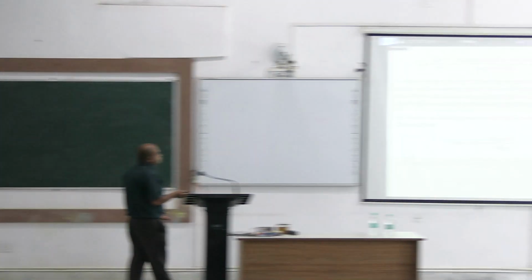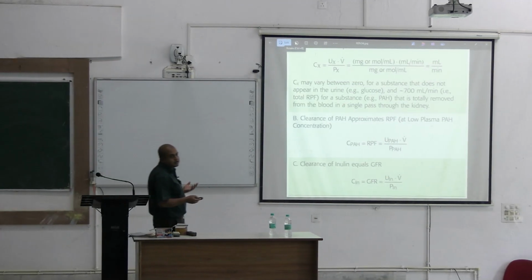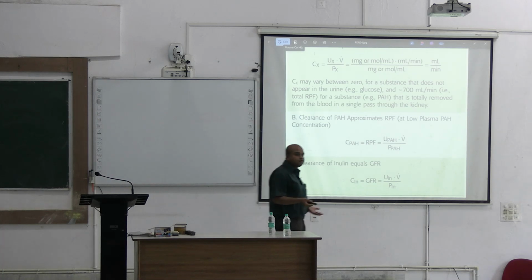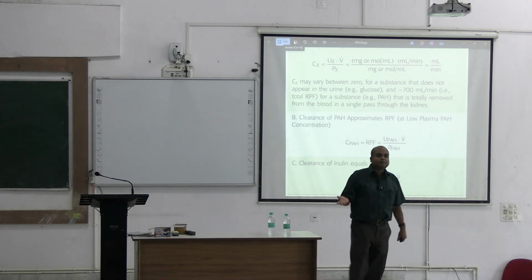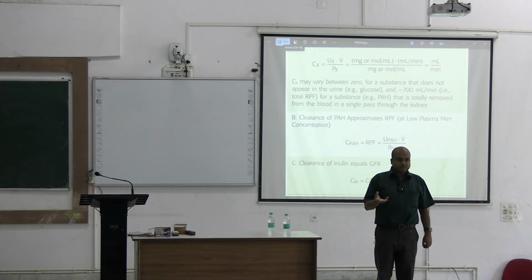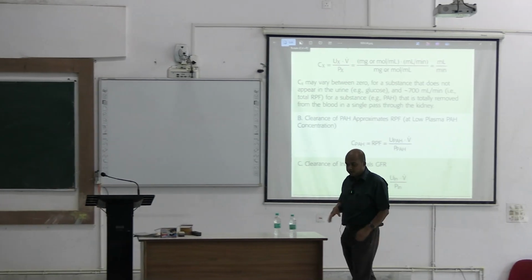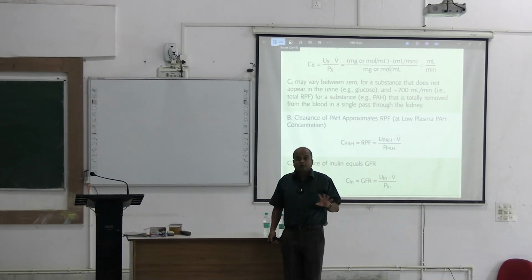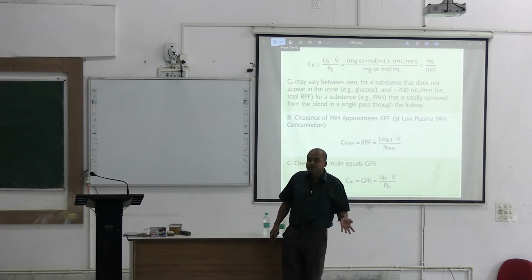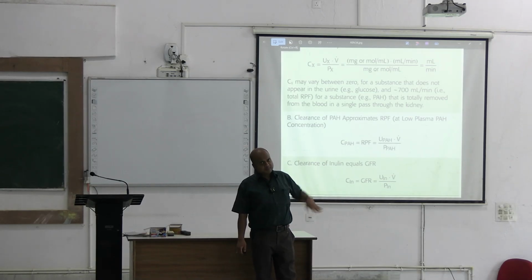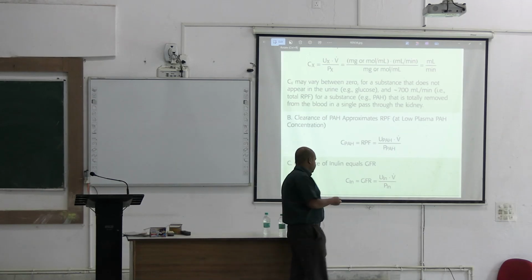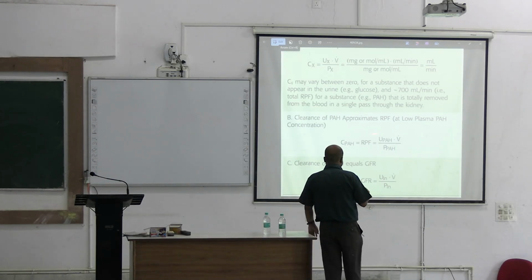But if a substance is totally removed from the blood, then clearance will be the whole amount of the renal plasma which is coming into the arteries. By definition, clearance is the virtual volume of plasma which is completely cleared of a substance. Why are we telling virtual? Because most substances are partially cleared. But in case of PAH, if we ignore that 10%, it is completely cleared. So clearance of PAH is 700 ml per minute, 600 to 700 if we consider the range.